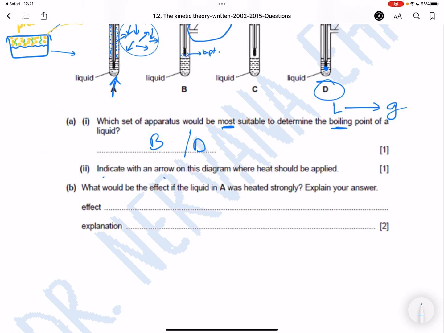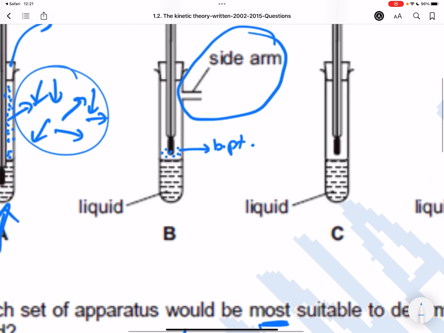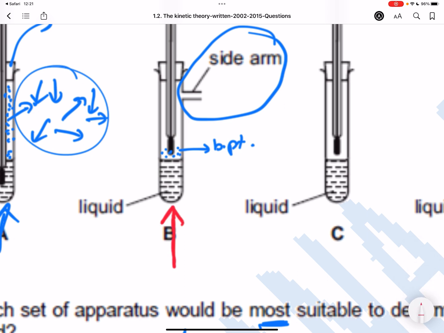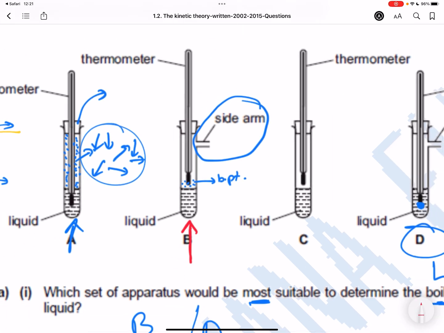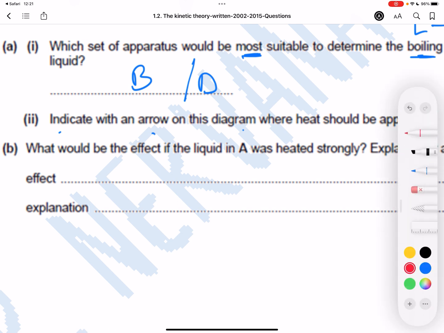Indicate an arrow on the diagram where heat is applied. Okay, so I usually have students write this correctly. So the heat will be applied at the bottom, right? Now, I cannot imagine a student deciding to heat from sideways or up there. Yeah, it's always at the bottom, right? So I mean, if you use the kitchen maybe once, then you will know.